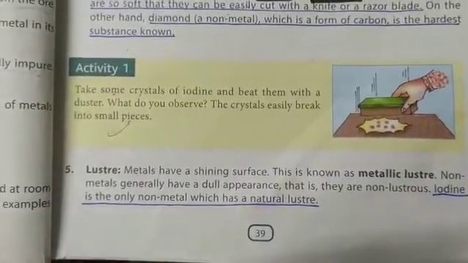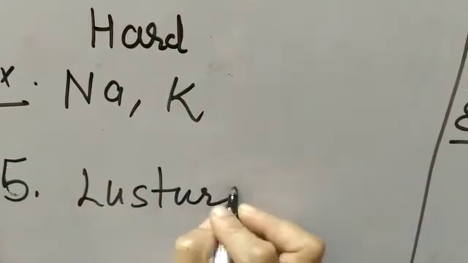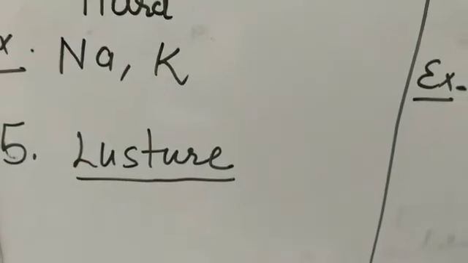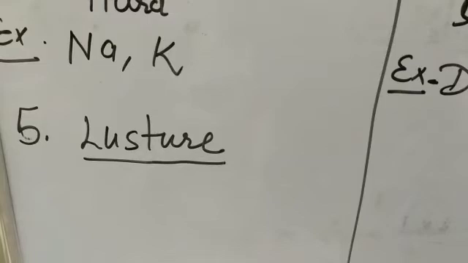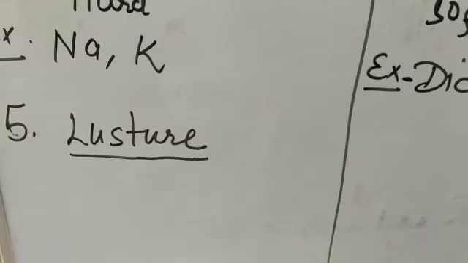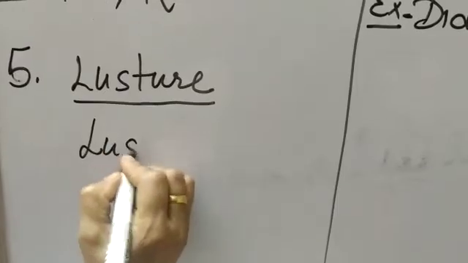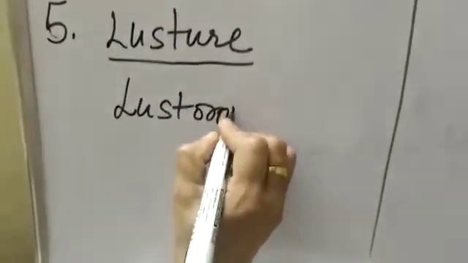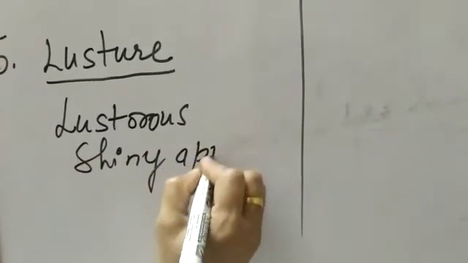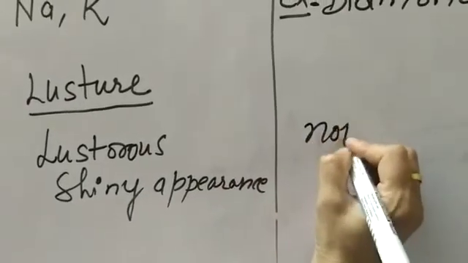After that, the fifth point is luster. Luster means shiny appearance. Metals have a shining surface. This is known as metallic luster. Non-metals generally have a dull appearance, that is, they are non-lustrous. So these are lustrous, meaning shiny appearance, and these are non-lustrous.